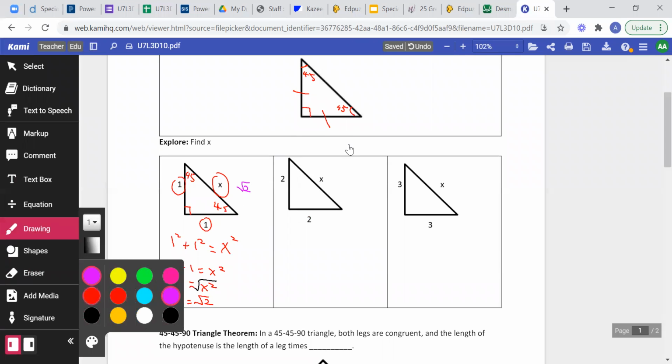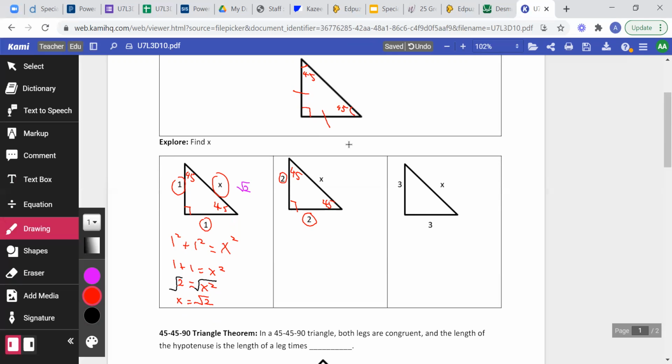Here, in the next problem, these 2 sides are equal, so this angle is 45 and this angle is also 45. Then this is a right angle, so this is also an isosceles triangle. I'm going to take the squares of the 2 legs to be equal to x squared, the hypotenuse, okay? Then 2 squared is 2 times 2, which is 4. What is 2 squared? What is 2 times 2? 4, okay. Then what is 4 plus 4? 8.